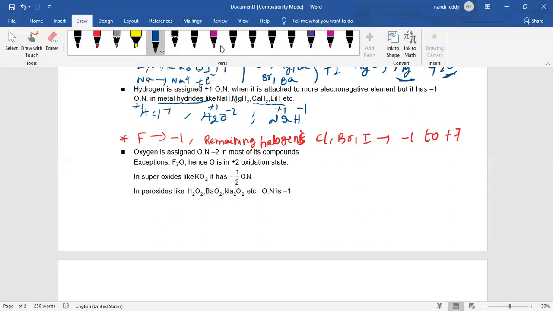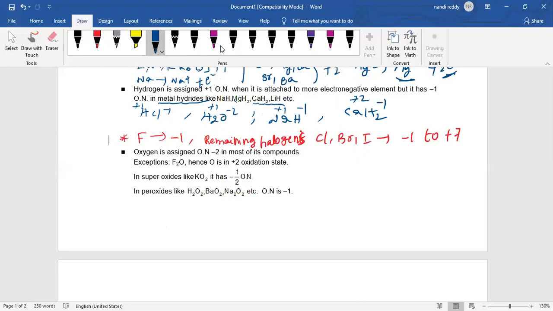So this is one of the rules. When hydrogen combines with metals, it can show -1. If it is combined with non-metals, mostly +1 oxidation state. So calcium hydride, CaH2, here calcium is +2, and hydrogen is -1.